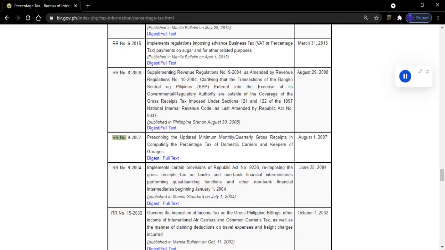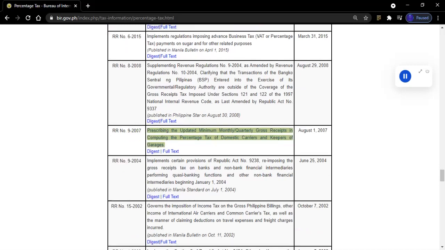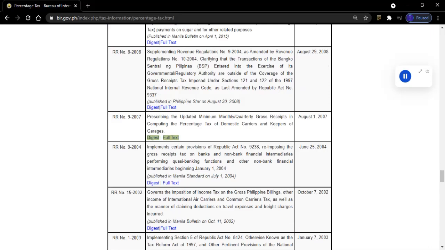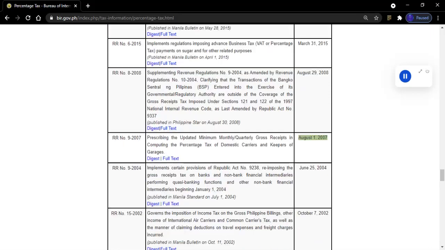RR no. 9-2007. Prescribing the updated minimum monthly quarterly gross receipts in computing the percentage tax of domestic carriers and keepers of garages. Digest, full text. August 1, 2007.